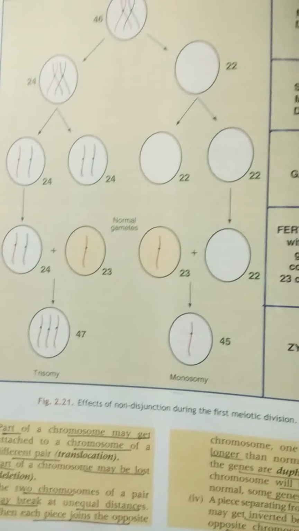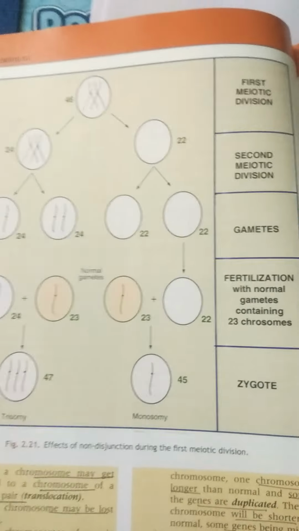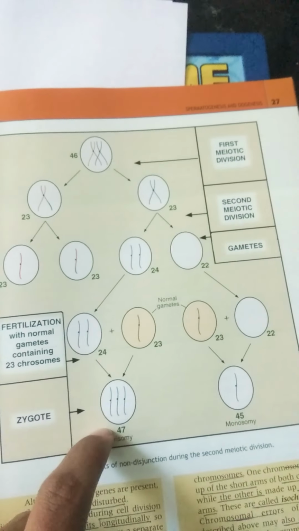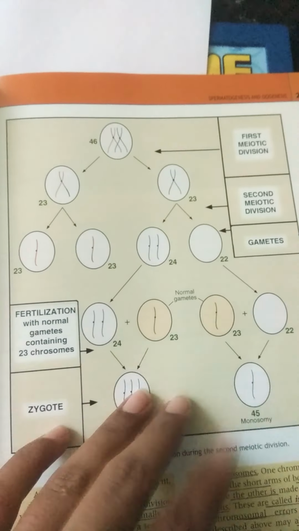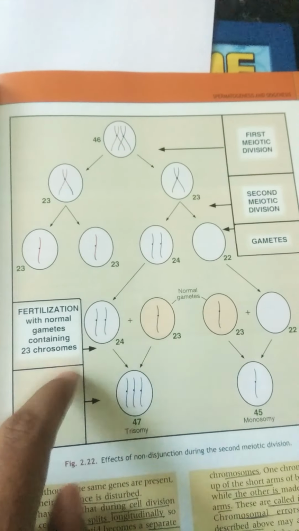These are the effects of non-disjunction during the first meiotic division. So you can see these are empty. So finally they form trisomy here, that is a deformity. And here also they form trisomy and also monosomy. Fertilization with normal gametes contains 23. So these are deformities. So yeah, we have completed all the diagrams.